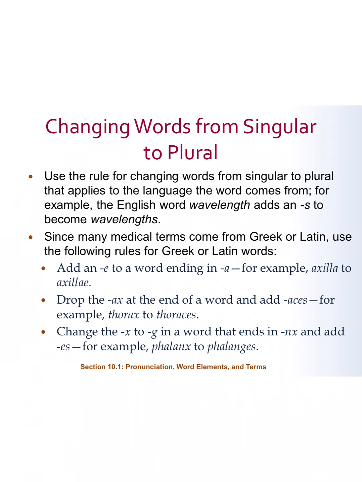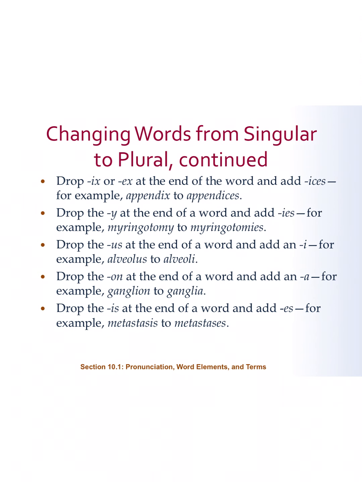Add an E to a word ending in A. For example, axilla to axillae. We drop the AX at the end of a word and add ACES. For example, thorax to thoraces. Change the X to G in a word that ends in NX and add ES, for example, phalanx to phalanges. And here are some more examples of changing words from singular to plural.